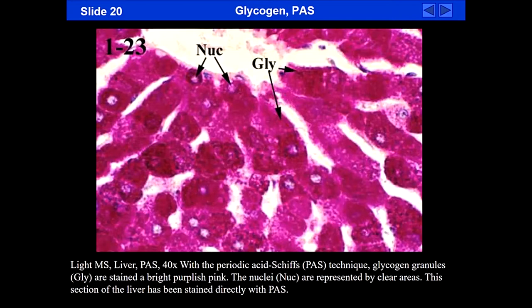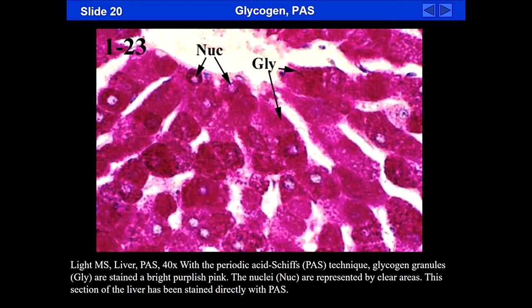Here's more glycogen granules in periodic acid Schiff stained liver section, and stains up very pink, very prominent. Okay? Questions?